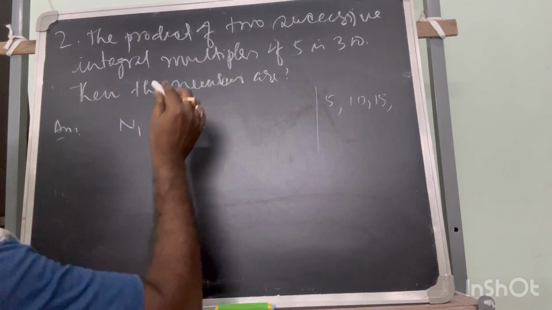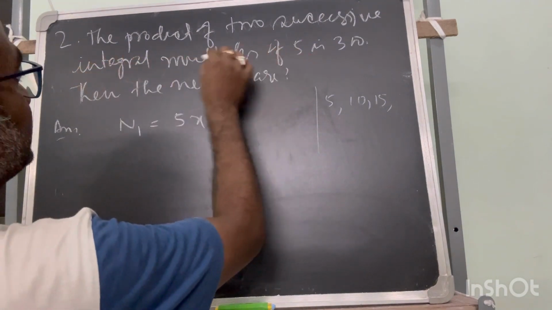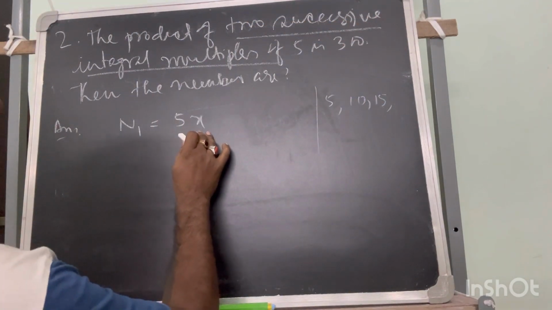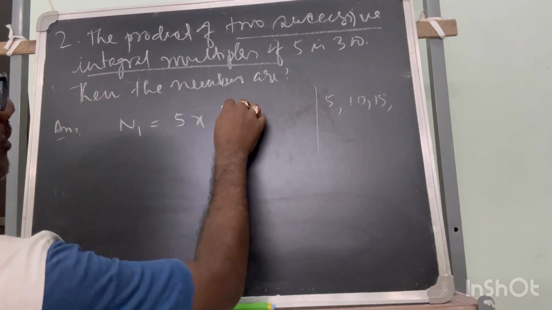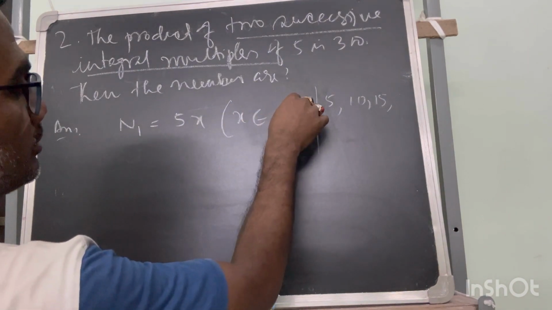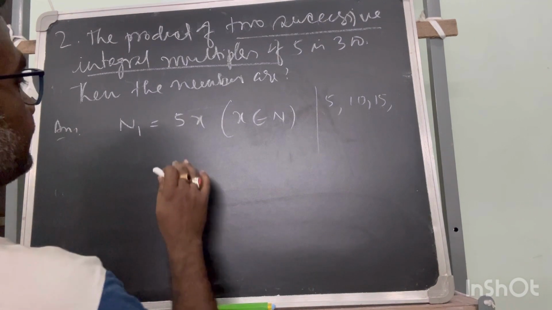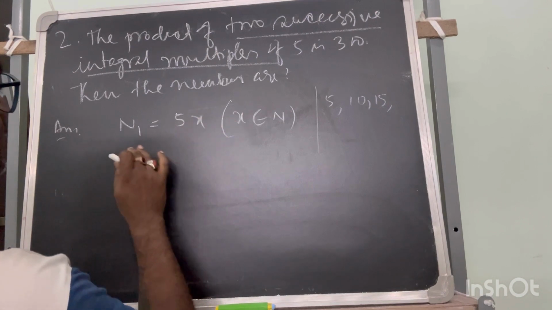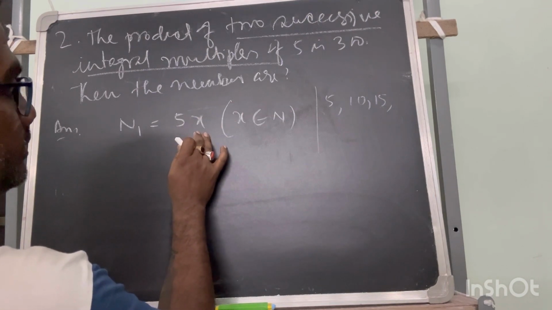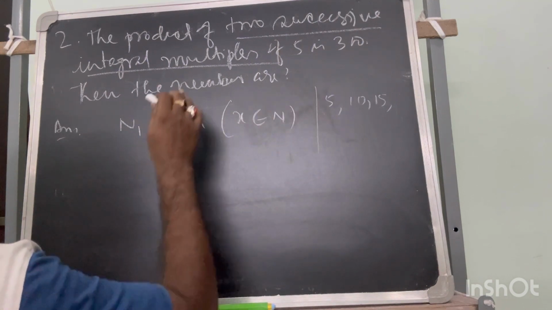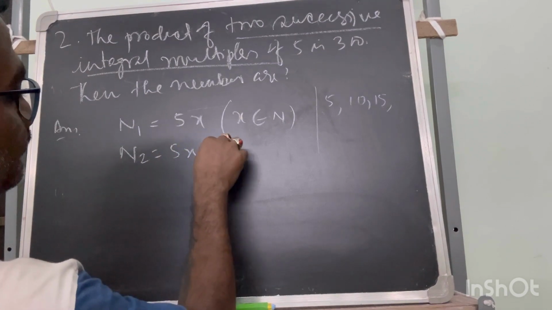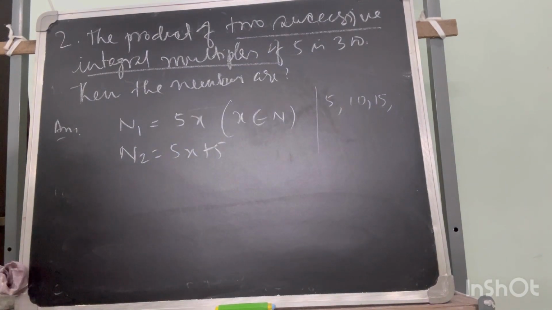But the condition is that it is two successive integral multiples of 5, so if one is 5x, it could be any value, x is any natural number. So if x is equal to 1, the number is 5, if x is 2, it is 10, like that. So if the first number is 5x, the successive number which is a multiple of 5 will definitely be 5x plus 5, because the next multiple of 5 is obtained by adding 5 only. So this is the condition.